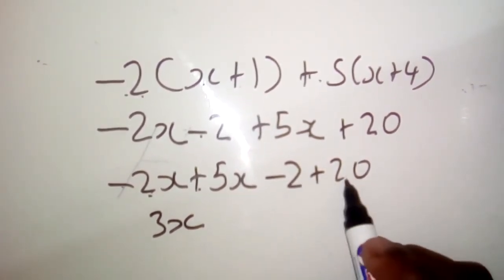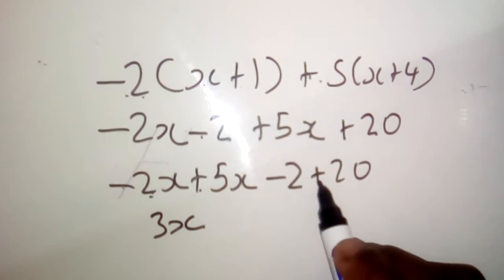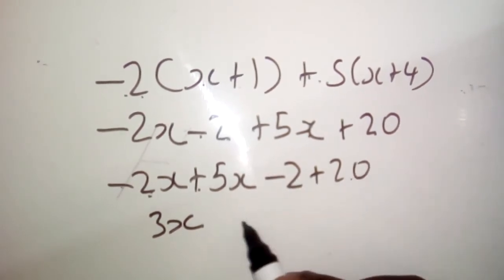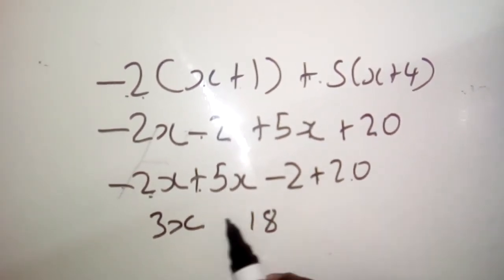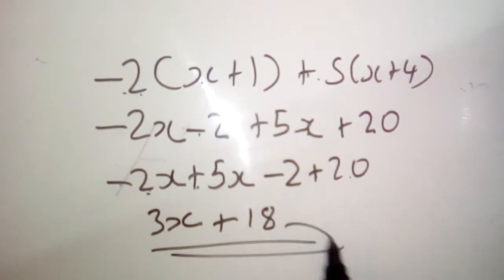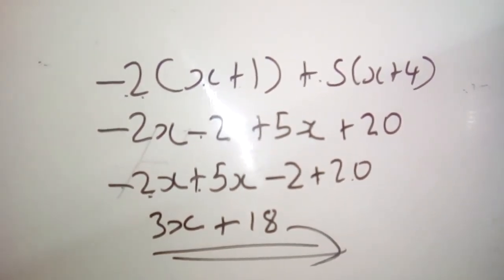Minus 2 plus 20. Well, since the signs are different, let's subtract them. 20 minus 2 is 18. The sign of the bigger number wins. So there we have it.